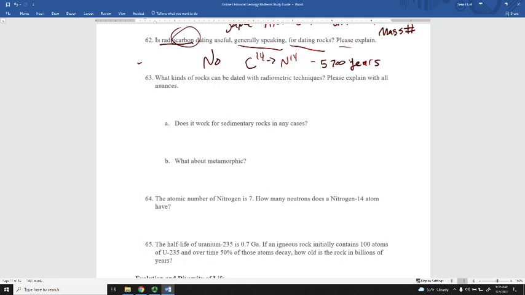Usually we're talking about things that are millions of years old, so that there might be 1,000 half-lives, and after 1,000 half-lives, there's basically no carbon-14 left. So it has too short of a half-life. That's the problem with radiocarbon dating.